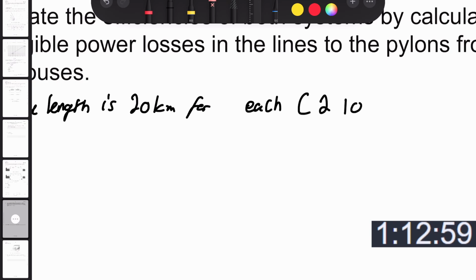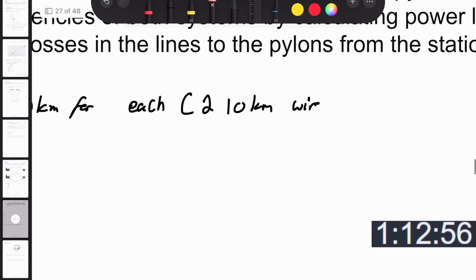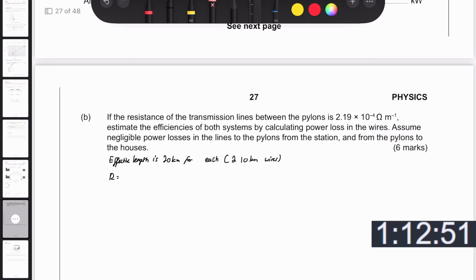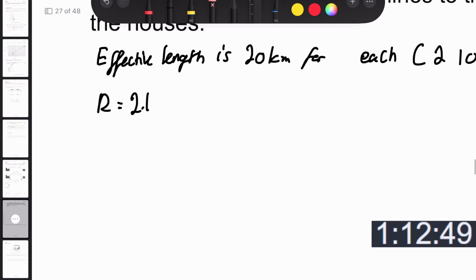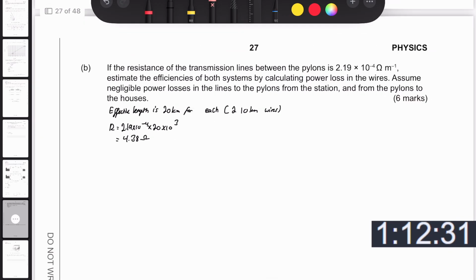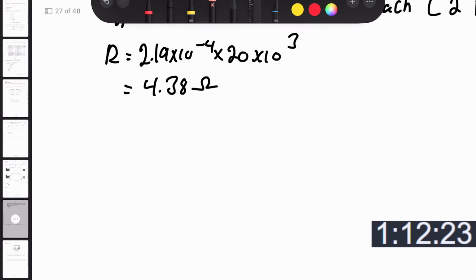Two 10-kilometer wires. So then resistance is going to be 2.19 times 10 to the negative 4 times 20 times 10 to the power of 3. So I get 4.38 ohms. And now power loss, I can just do I R squared.